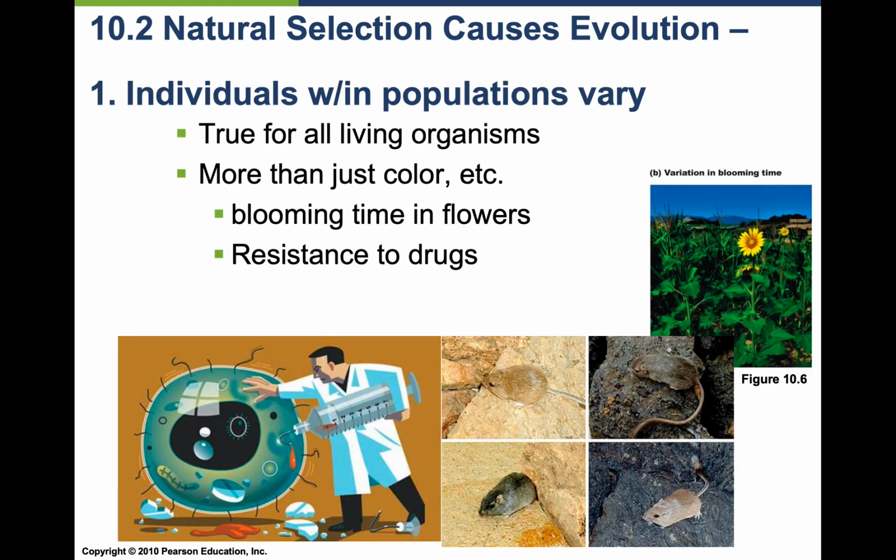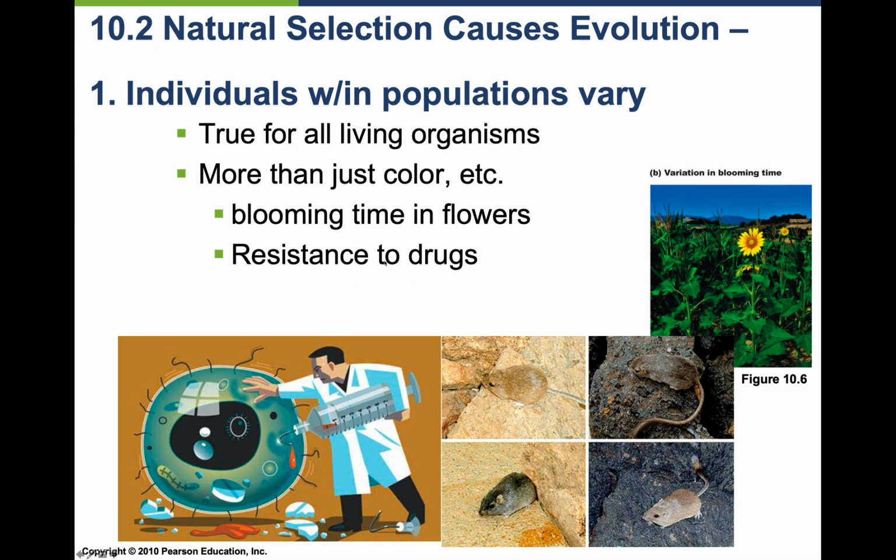Alright, so let's hit each one of these. Individuals within populations vary. This is true for all living organisms. Even asexual organisms that don't breed are going to have variation due to mutation. It's more than just color, etc. There are things like blooming time in flowers, right? So these flowers are blooming earlier than the rest of the flowers around them, which would potentially give them an advantage with natural selection. If you can bloom earlier than other flowers and bees are out, you're going to get more attention from bees. It's also a disadvantage. If you bloom early and there's a frost, then all of your reproductive parts will be frozen and there won't be any ability to produce seed.